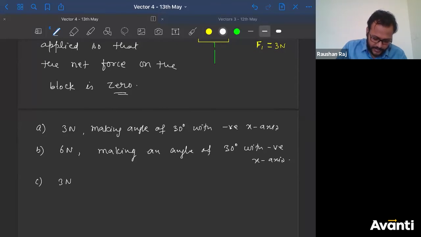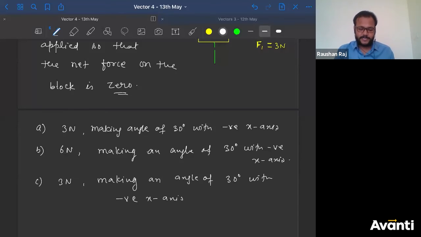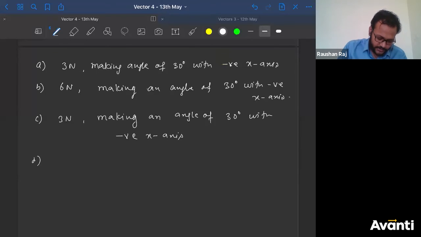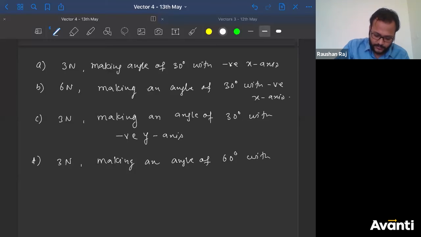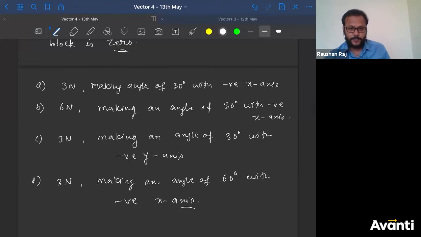Option C, 3 Newton making an angle of 30 degree with negative x-axis. Okay? Option D, 3 Newton, यहाँ पे क्या y है, this is what y-axis, making an angle of 60 degree with negative x-axis. चलो आंसर करेंगे सब लोग.